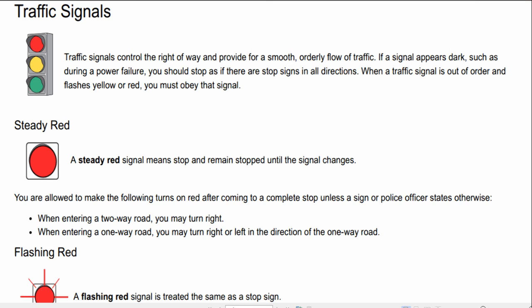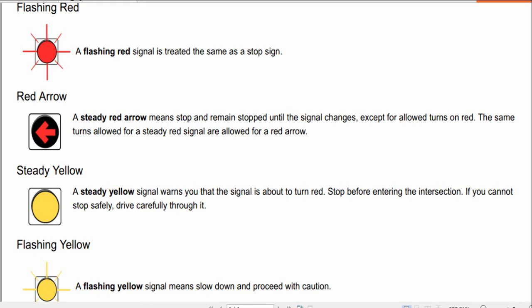You are allowed to make the following turns on red after coming to a complete stop unless a sign or police officer states otherwise. When entering a two-way road, you may turn right. When entering a one-way road, you may turn right or left in the direction of the one-way road. Flashing red. A flashing red signal is treated the same as a stop sign. Red arrow. A steady red arrow means stop and remain stopped until the signal changes, except for allowed turns on red. The same turns allowed for a steady red signal are allowed for a red arrow.